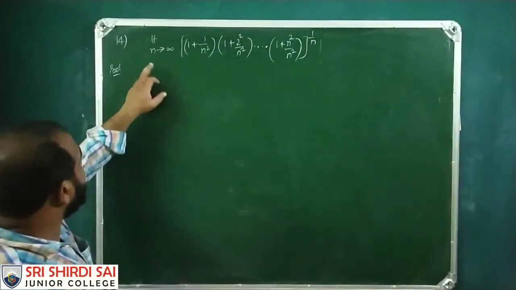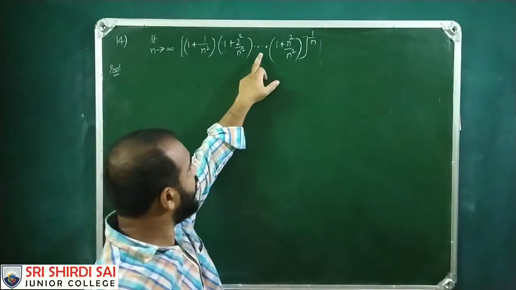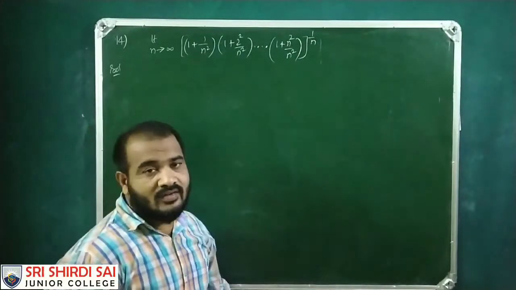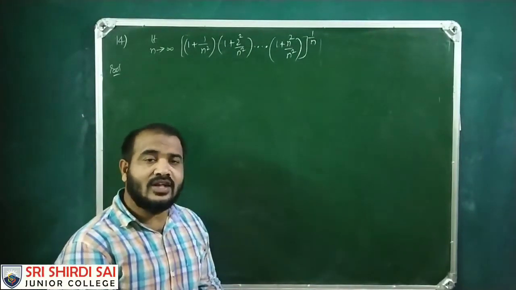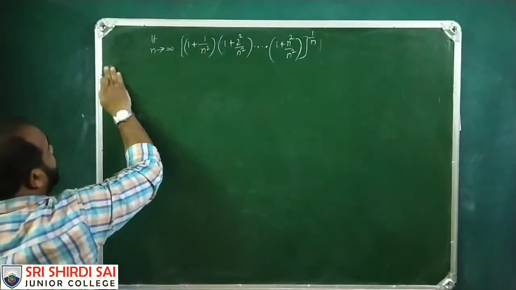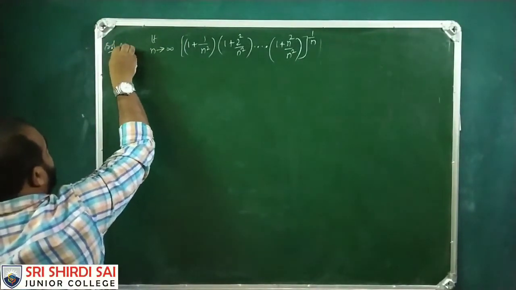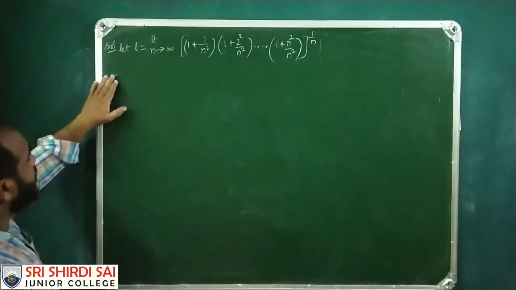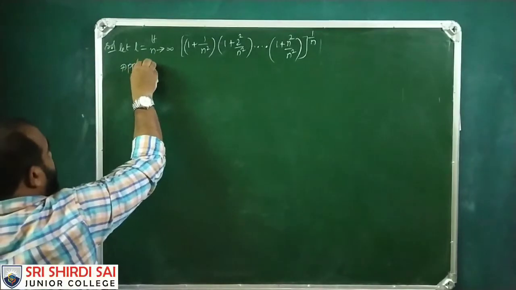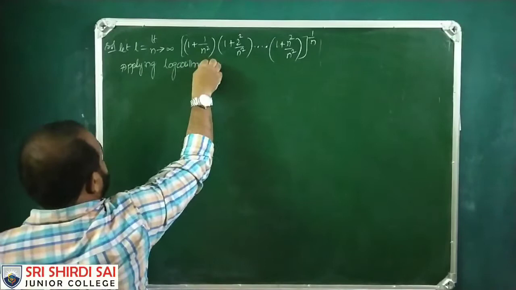So the next question: the limit as n tends to infinity of (1 plus 1 by n square)(1 plus 2 square by n square), etc., (1 plus n square by n square), whole power 1 by n. Whenever powers are there, we will usually take the logarithm. So first and foremost, let the given expression be L, and let us apply logarithms on both sides.